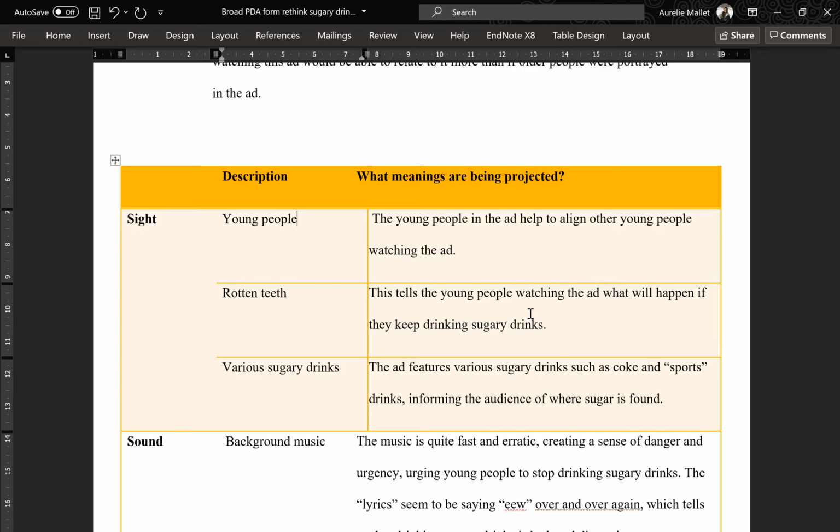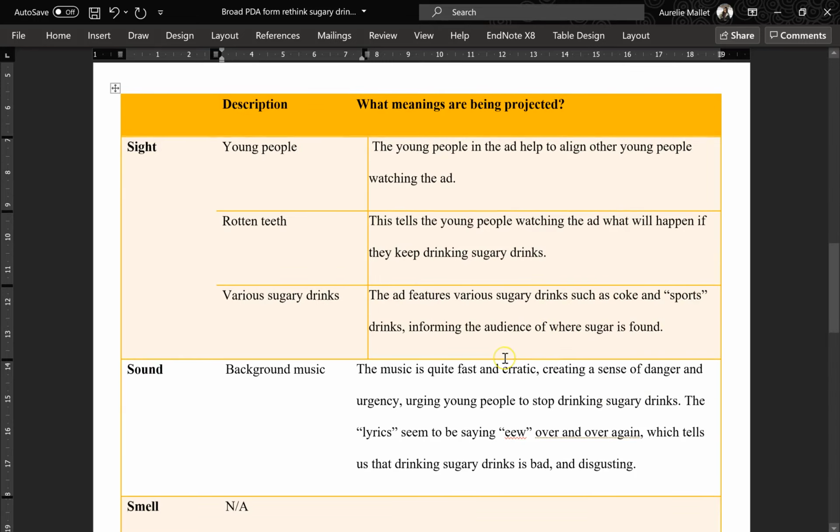We can also see the rotten teeth, which tells young people what can happen if they keep drinking sugary drinks. In the ad, there are various sugary drinks featured, although they don't name the drinks, so they don't say Coke or Gatorade, but the red can is clearly meant to be a Coke can, and the orange bottle clearly looks like a Gatorade or Powerade drink. This is something that young people would know. So again, telling them where all this sugar is found.